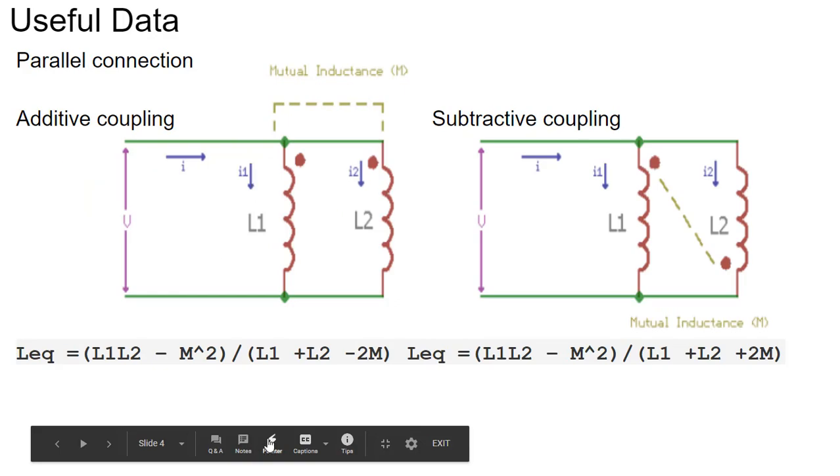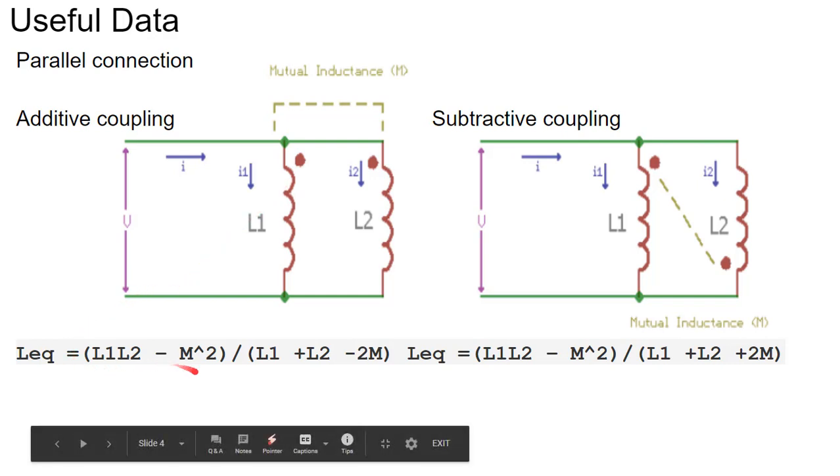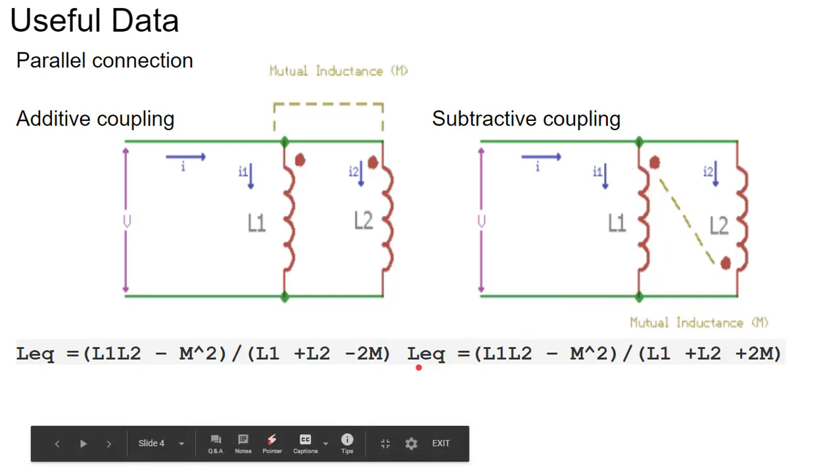Similarly, if we observe here two inductances L1 and L2 are connected in parallel and the type of coupling is additive in nature. So, the L equivalent is equal to L1 L2 minus M square by L1 plus L2 minus 2M. And in the second figure, L1 and L2 are connected in parallel and the coupling is opposing in nature. So, the effective inductance is equal to L1 L2 minus M square by L1 plus L2 plus 2M.